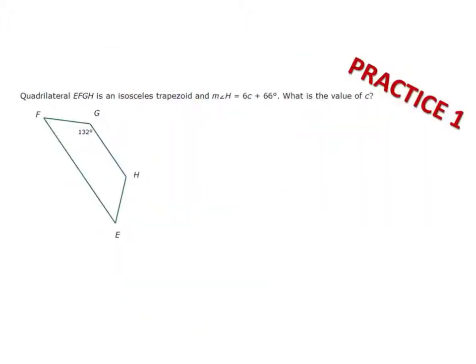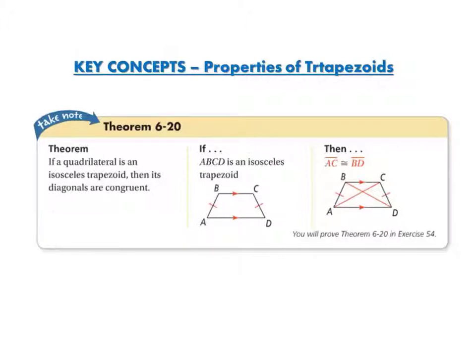Here's practice 1. Quadrilateral EFGH is an isosceles trapezoid, and the measurement of angle H is 6C plus 66. What is the value of C? The next theorem states that if a quadrilateral is an isosceles trapezoid, then its diagonals are congruent. So if ABCD is an isosceles trapezoid, then the diagonal AC is congruent to BD.